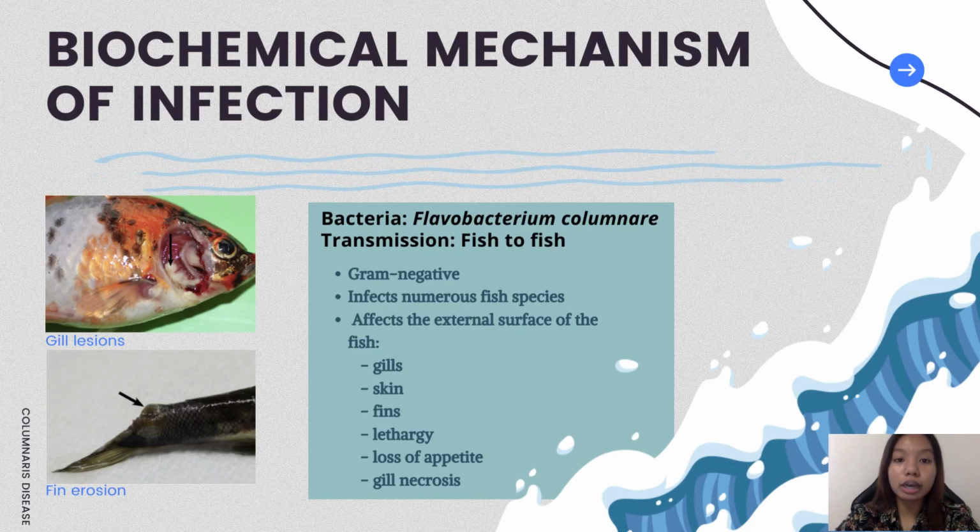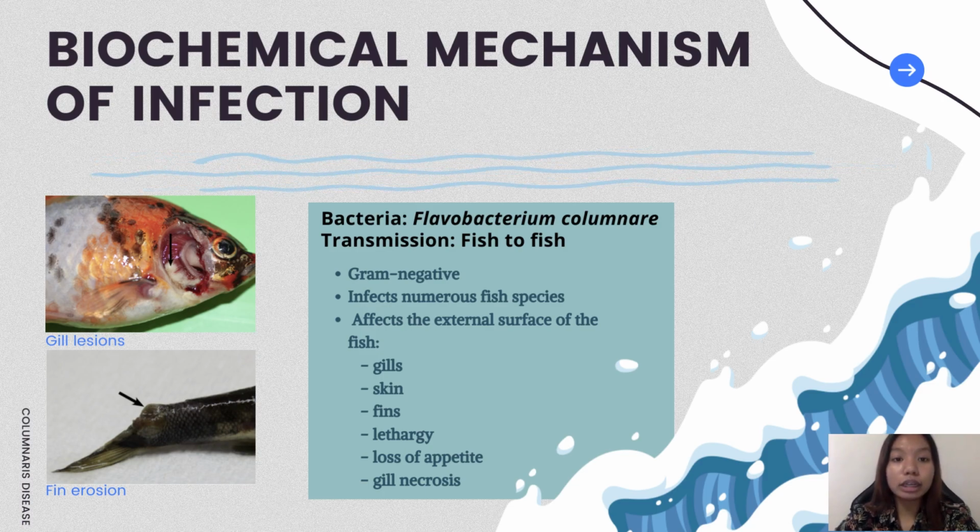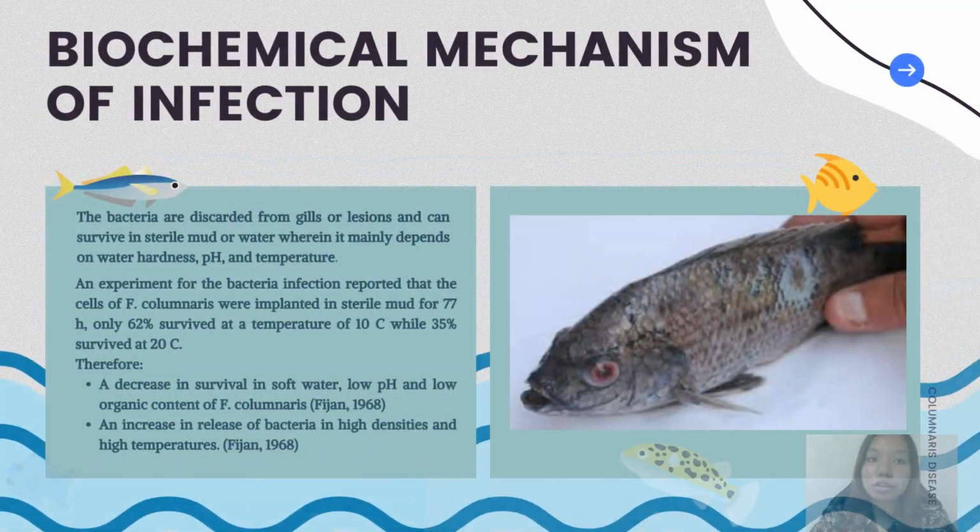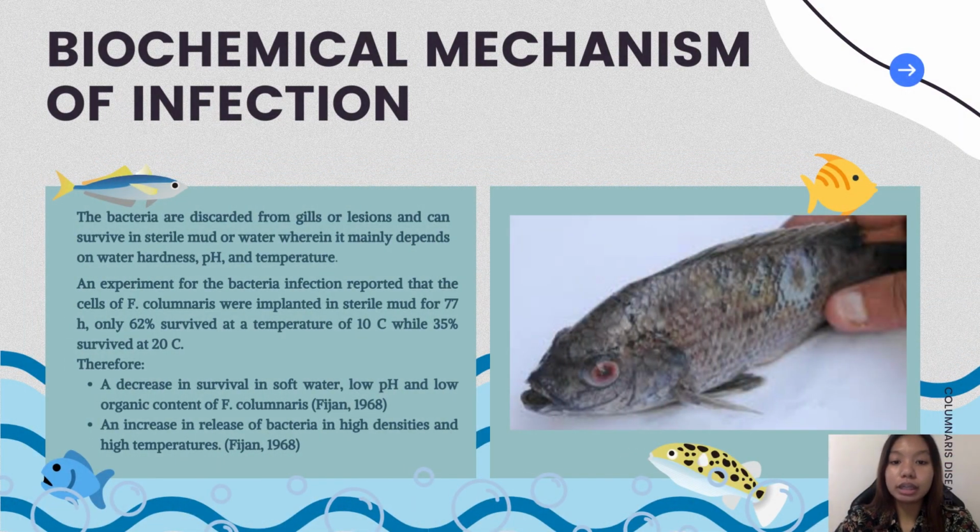This bacterium is identified to be gram-negative and infects numerous fish species. The infection predominantly affects the external surface of the fish, including its gills, skin, and fins, as well as causing lethargy, loss of appetite, and gill necrosis. F. columnare is known to survive in sterile mud or water. Its survival principally depends on the temperature, water hardness, and pH.